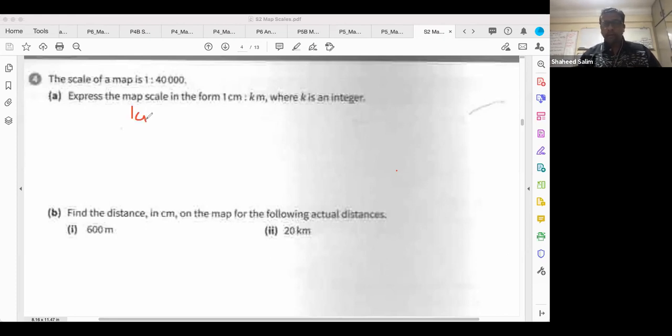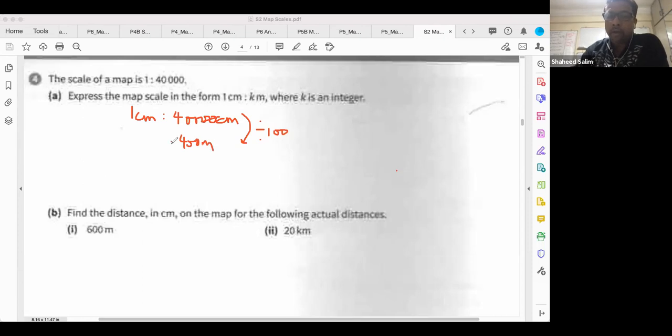Down here is 1 cm is to 40,000 cm. When they don't give you any unit, you must assume it's the same unit. cm to cm. Now, how do you change cm to meters? You divide by 100, right? So you divide by 100, you cancel 2 zeros, it's 400 meters. And then you got it because they ask you for meters. Now, be careful. They want it in meters. So 1 cm is 400 meters. That's it. Easy now.